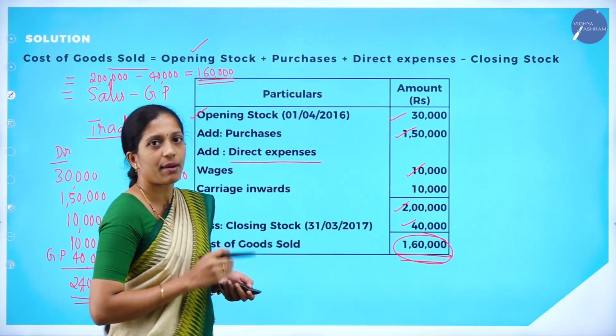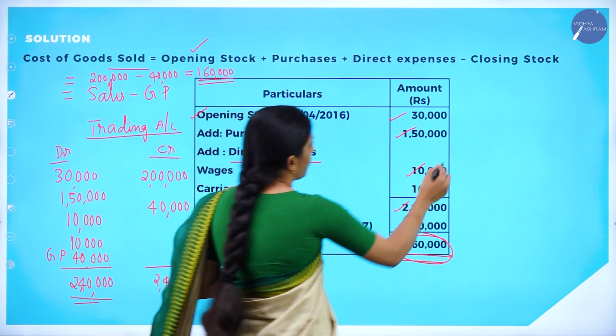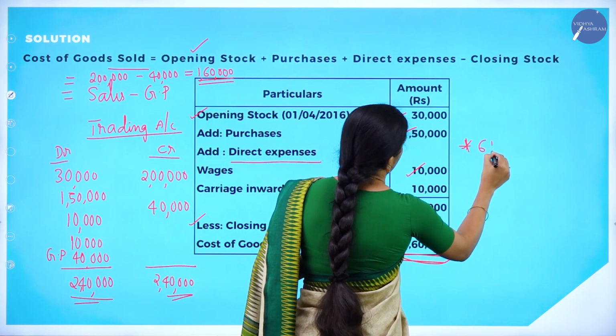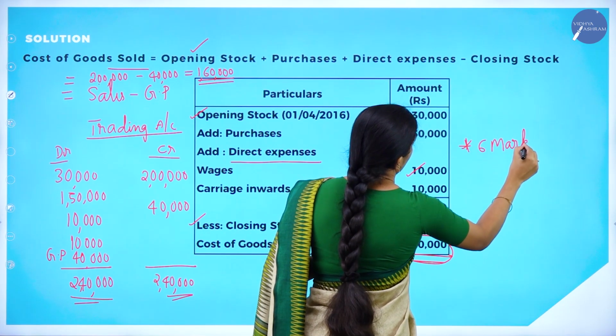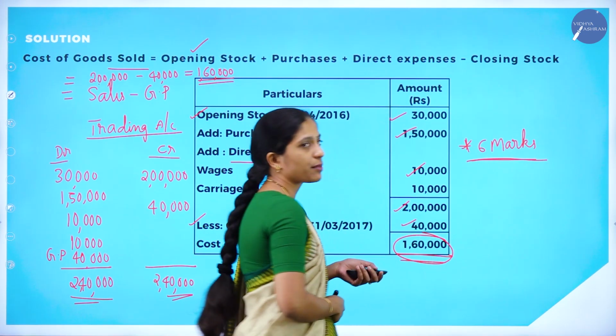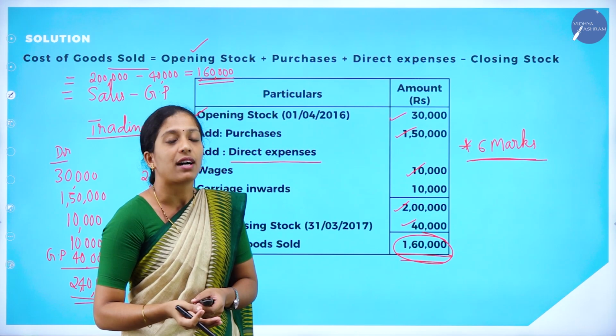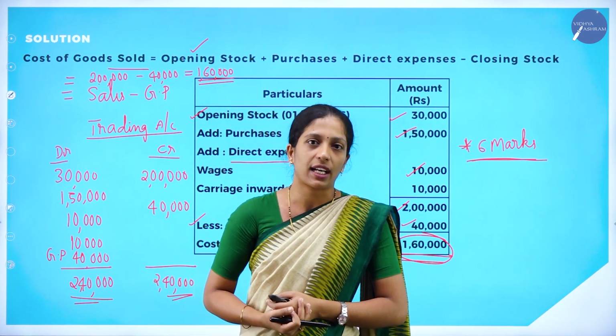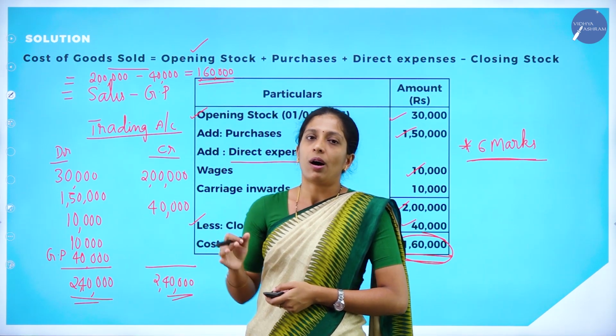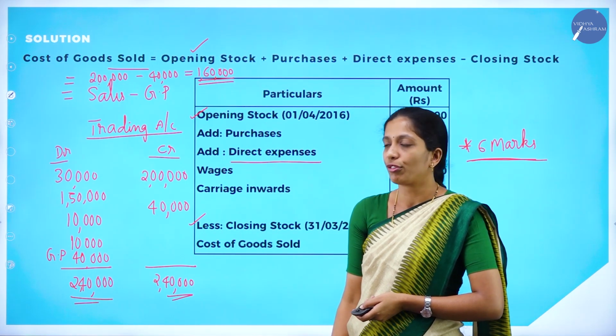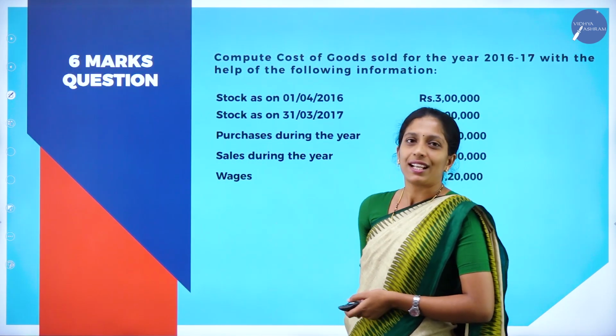So hope you are clear about the problem, and it is a very important problem for 6 marks. From this chapter you will get a 6 marks problem. Most of the time they have asked you preparation of trading account and finding out the gross profit, or calculation of cost of goods sold. Now moving on to the next problem.